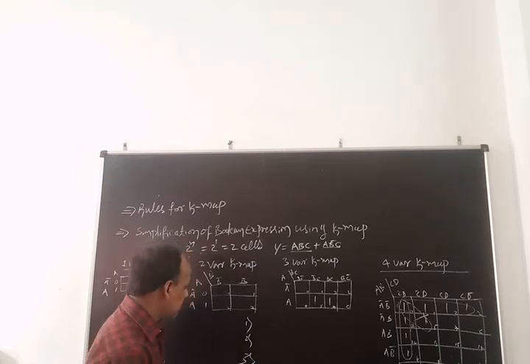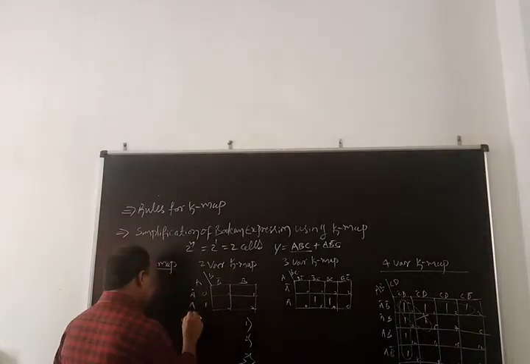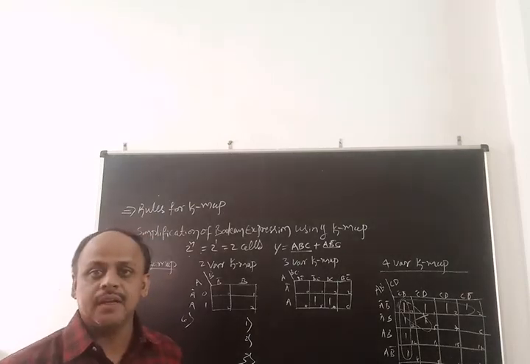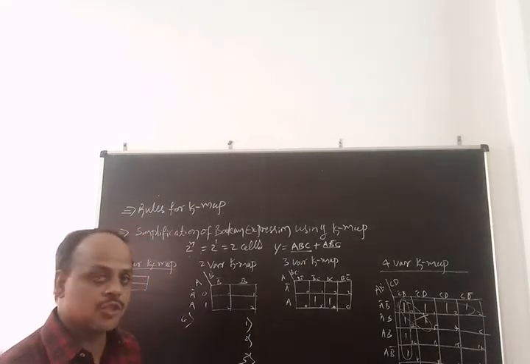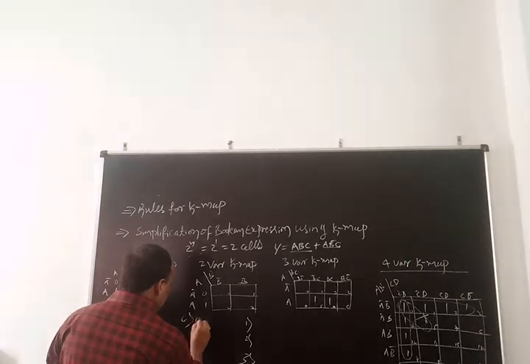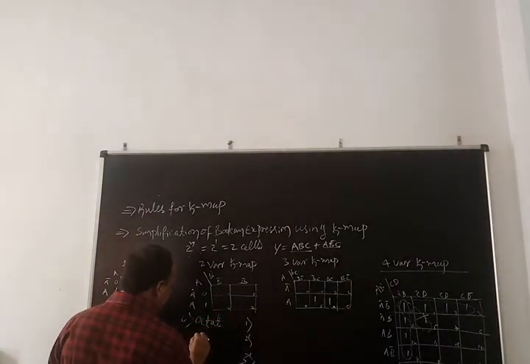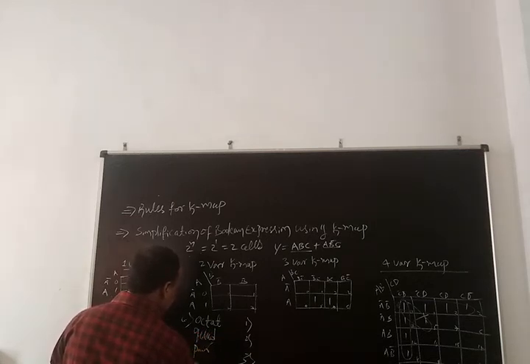Sixth point: while making groups, we have to give preference first to the octet, then afterwards the quad, then the pair or single.